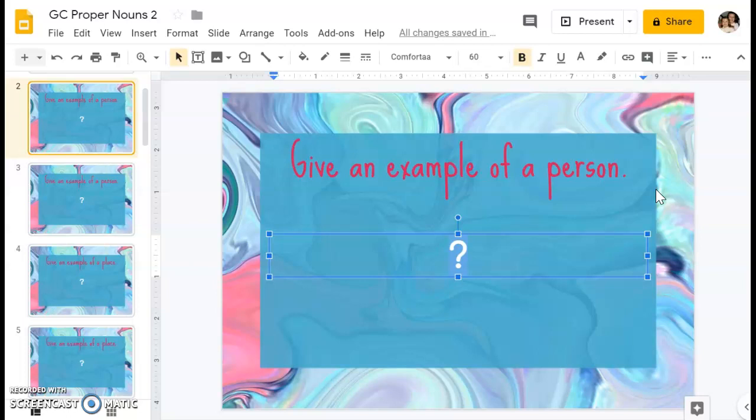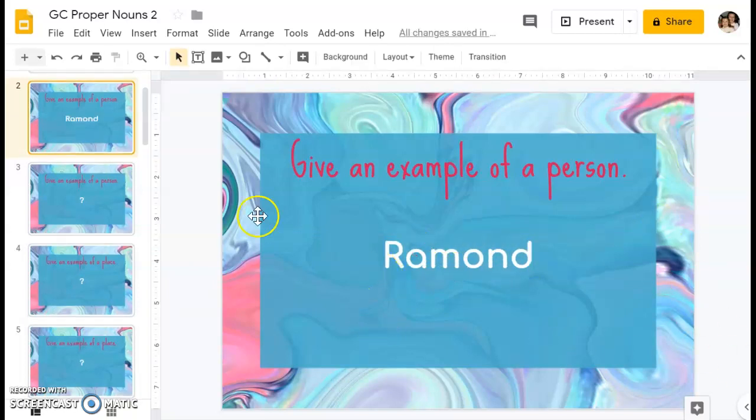So I'm going to push my Shift button and hold it down while I type whatever letter I want to type first. I'm going to type an R, and then that makes it a capital because I was holding down the Shift button. Then I'm going to type like normal, no Shift button, so I can do lowercase. And I'm going to do Raymond. Okay, and that's an example of a person.